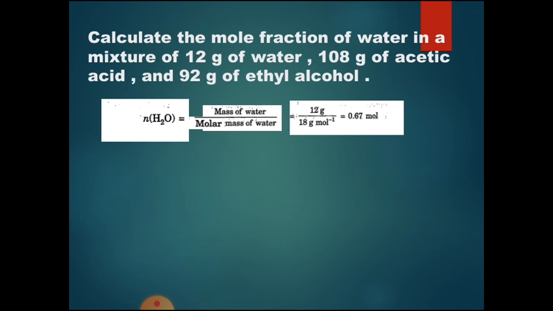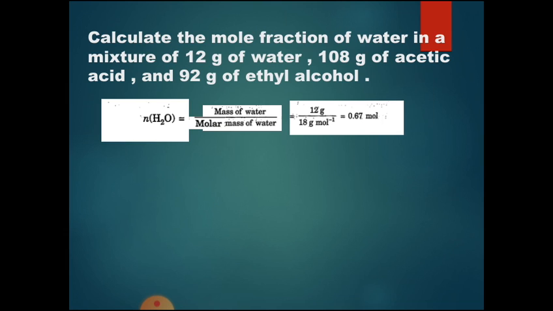With a problem we can understand more easily. See this problem: calculate the mole fraction of water in a mixture of 12 gram of water, 108 gram of acetic acid and 92 gram of ethyl alcohol. So three components are here making a solution, and you have to find the mole fraction of only one of them, that is water. First of all, what do we need? We need the number of moles.